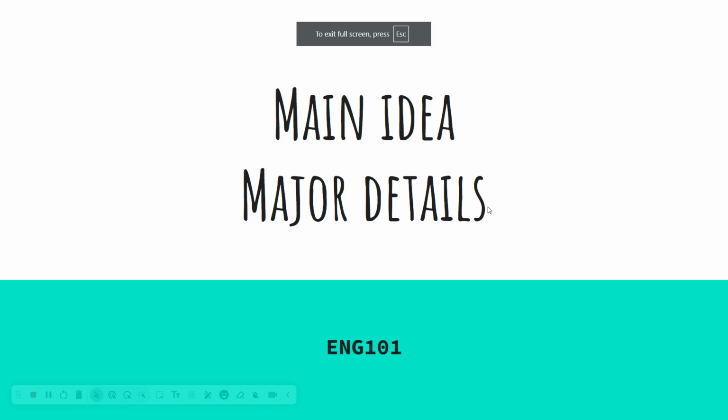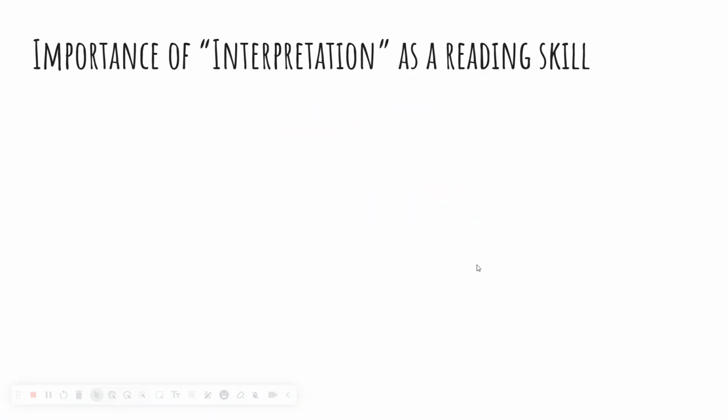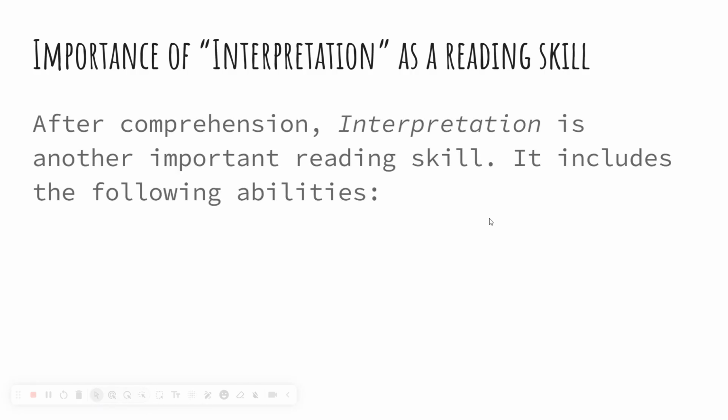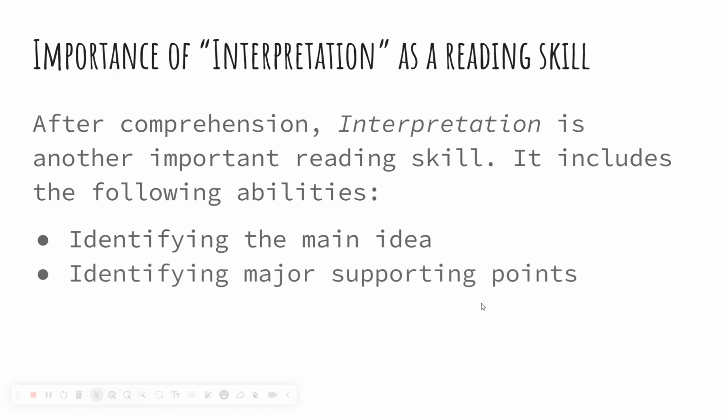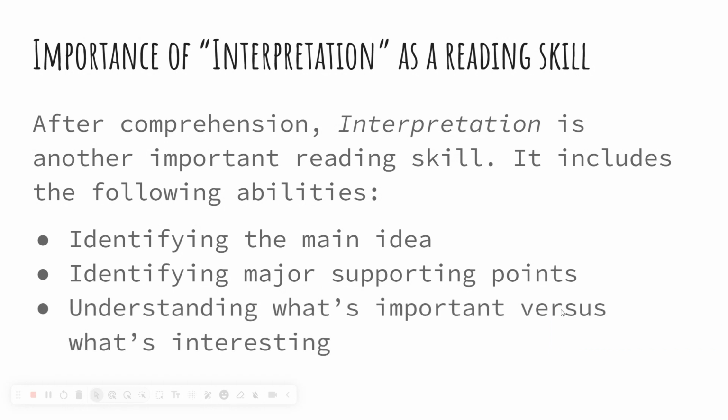All right. So main idea and major details. What we're doing here is what's called interpretation. And what we're doing when we interpret is identifying the most important point, the main idea, sorting out what are the major supporting points, and understanding what's important versus what's interesting. Okay?